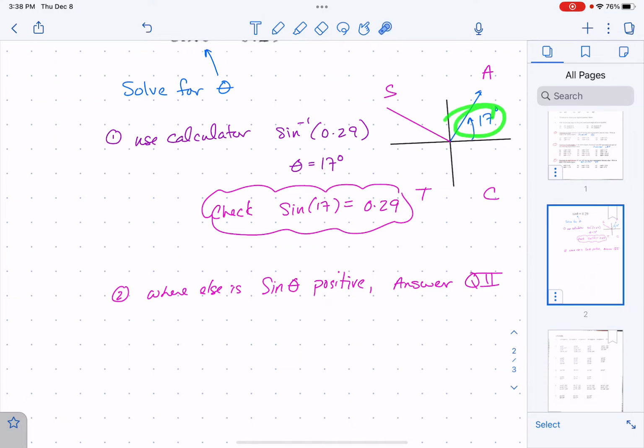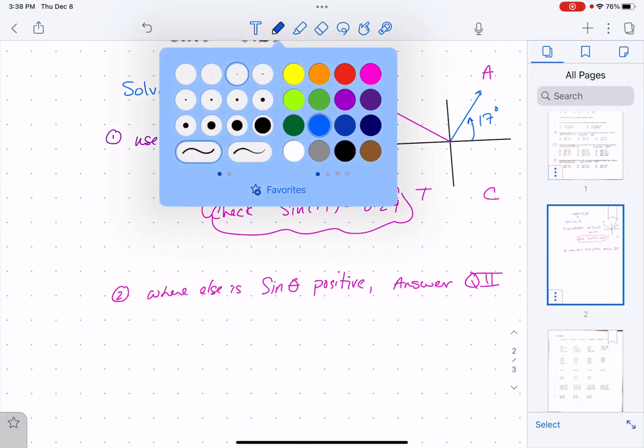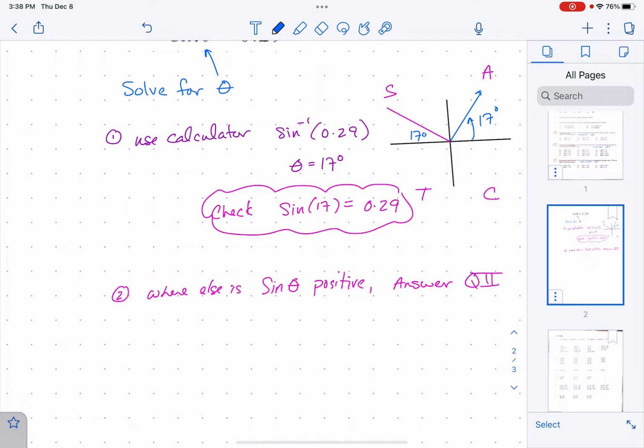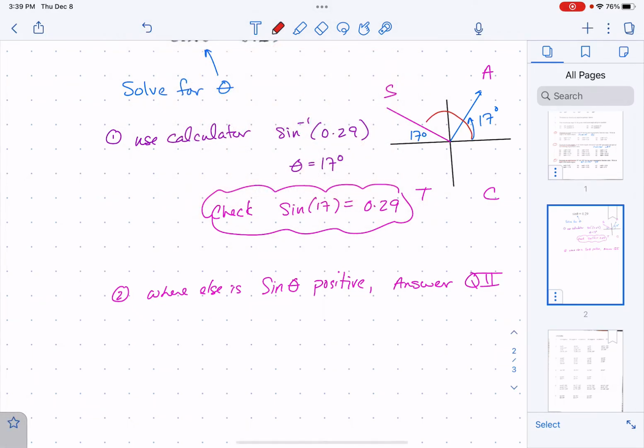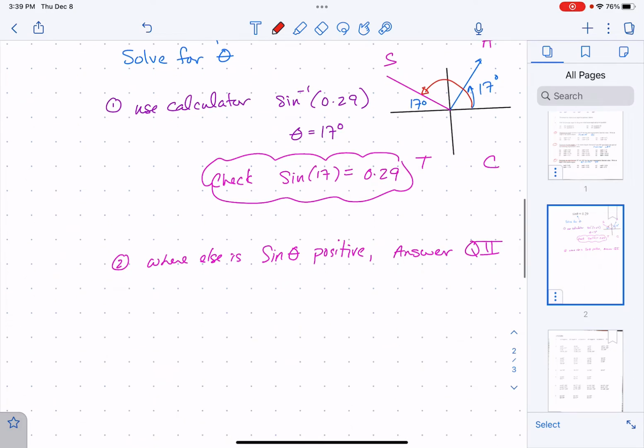But we have my answer in quadrant 1 already. I'm wondering what my answer is in quadrant 2. Well, we make use of the related acute angle, which means that would be 17. And then we calculate the other rotational angle, which in this case would be theta equals 180 minus 17, and I would get 163.